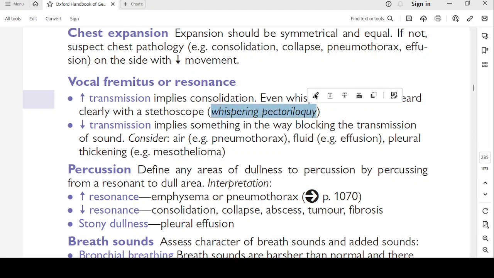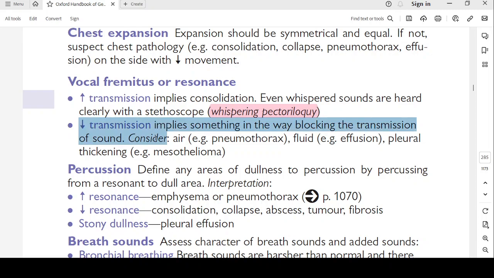Pectoriloquy. Decreased transmission implies something in the way blocking the transmission of sound. Consider air, pneumothorax, fluid effusion, pleural thickening or mesothelioma. So consider either air like a pneumothorax, or fluid effusion, pleural thickening or mesothelioma. Decreased breath sounds are seen in these conditions.